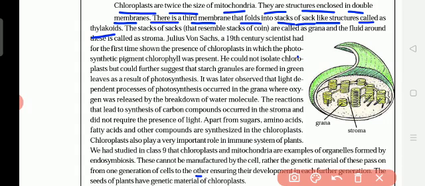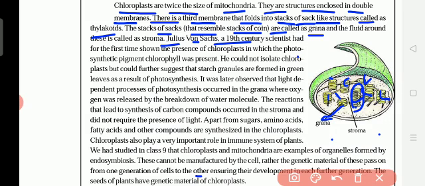Which is the thylakoid? These are the thylakoids. All these are called what? Thylakoids. And the stacks of sacs that resemble coins are called grana, and the fluid around this is called the stroma. So what is grana? This is the grana, and the full thing is the thylakoids. Each thing like a coin is called a grana. And the next one is some fluid, like water, in the chloroplast. It is called the stroma.